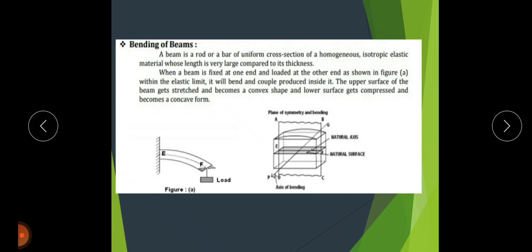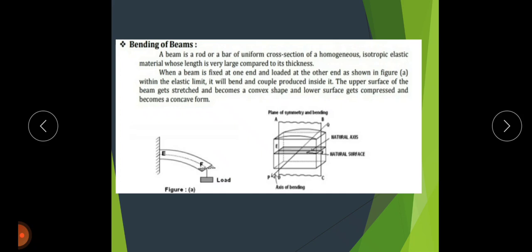When the beam bends, lengthening of the layers takes place in the upper surface and shortening of the layers in the lower surface. In between the upper and lower surface, there is a horizontal surface that is called the neutral surface. Here the dotted line EF indicates the neutral surface.